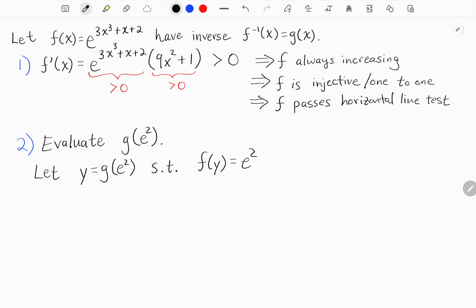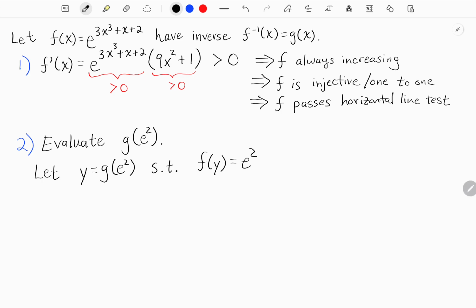Because if you apply f on both sides, like if g of e squared is equal to y, then the inverse of g, which is f of y, should give you e squared. Okay. The input for g is the output for f, and the output for g is the input for f. So here, y is the output for g, so we let that be the input for f, and e squared is the input for g, and thus e squared is the output for f.